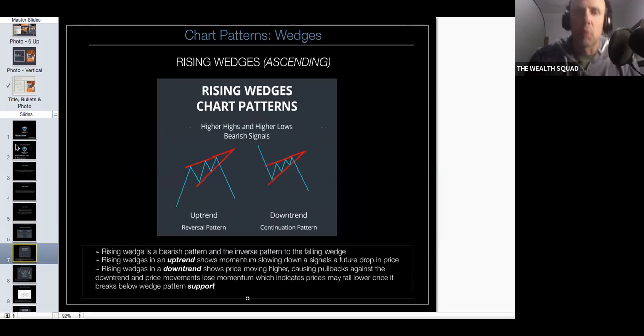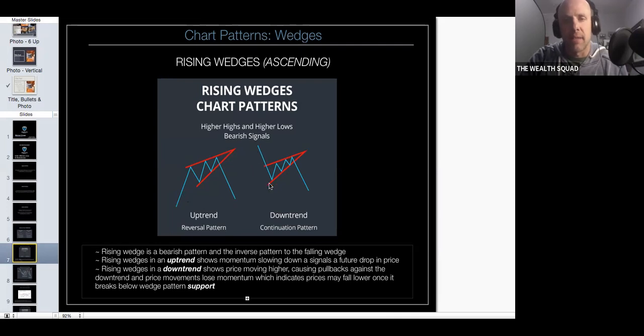So, talking about the rising wedge chart patterns, we always talk about higher highs and higher lows. This is what we want, right? Well, it just depends on what you're talking about. In this scenario, rising wedge patterns are bearish signals. These generally always break to the downside. If it's moving in the uptrend as it's moving here, this is the reversal to the downside.